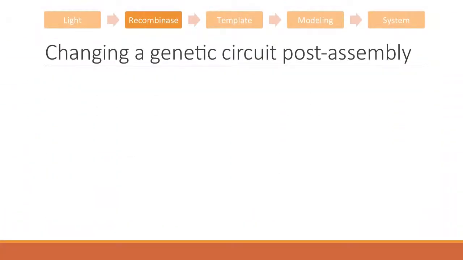Now I'm going to talk about a way of modifying genetic circuits post-assembly. That means that this entire process happens entirely within the cell. The key player here is the recombinase enzyme. This enzyme is able to perform site-specific recombination.